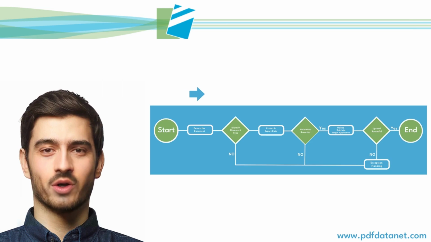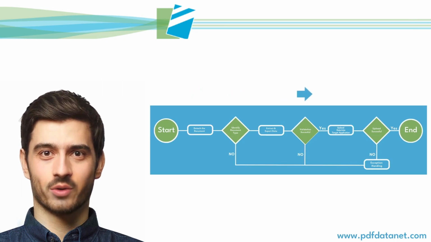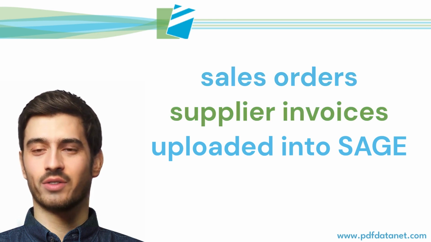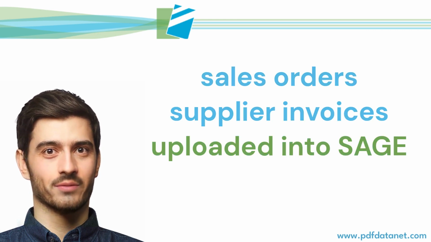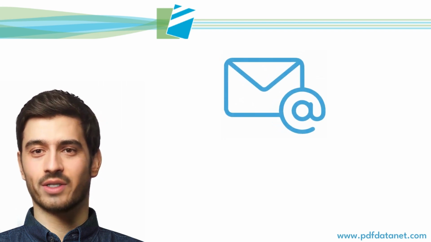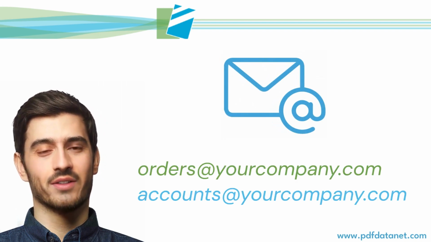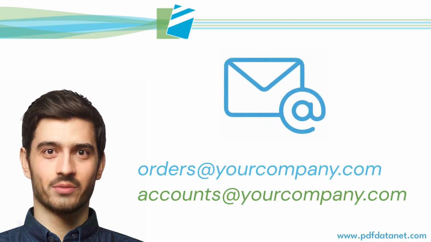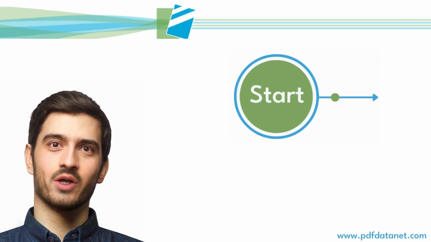In this video we are going to look at a fully automated workflow to upload emailed documents, such as sales orders or supplier invoices, into Sage. To start, we need a mailbox to receive the emails. Typically, the email address will be orders at, or accounts at, your company name. Any email arriving in this mailbox will trigger the workflow.